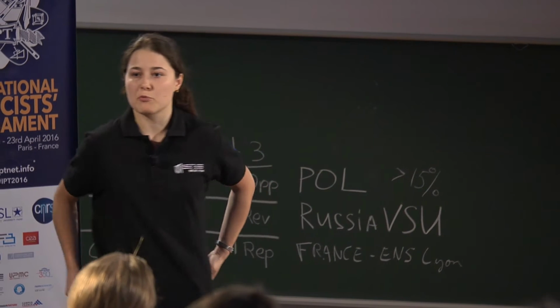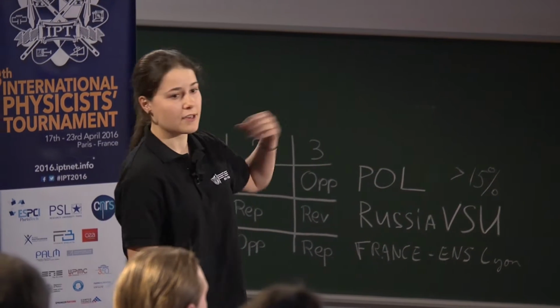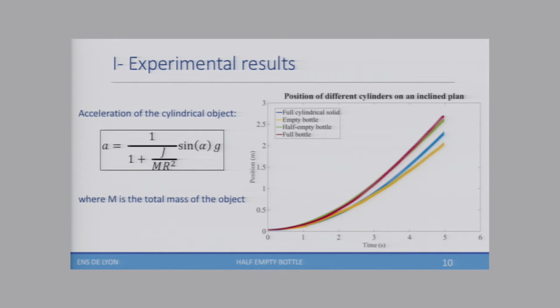So these are the experimental results, because we studied it in our university. And what we found is that in yellow here, you have the empty bottle, so the hollow tube, which is the slowest one. In blue, you have the full cylindrical solid. And in red and green here, you can see the half-empty bottle and the full bottle, which confirms what you have just seen. So how can we explain this?